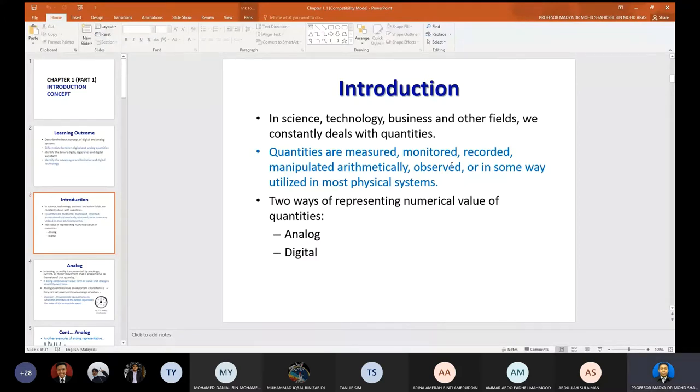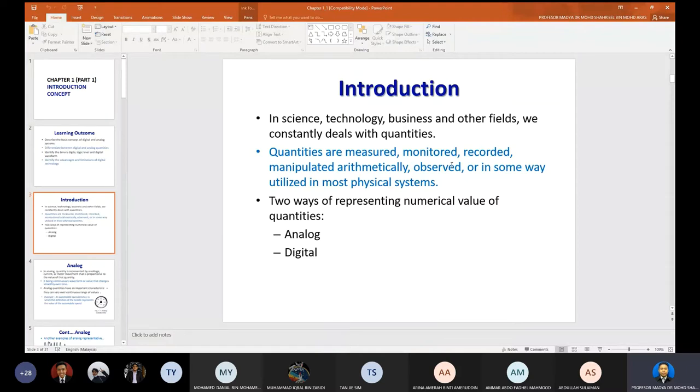So there are two ways to represent the numerical value of a quantity, analog and digital, as I mentioned to you. Normally in the world we deal with analog, for example time, frequency, voltage, power, which are analog signals. So what is analog? Before we go for digital, you have to know what analog is. The keyword to remember is continuous signal, continuous waveform, or continuous data. That means analog is a continuous signal. The main keyword for analog is continuous signal or continuous waveform.